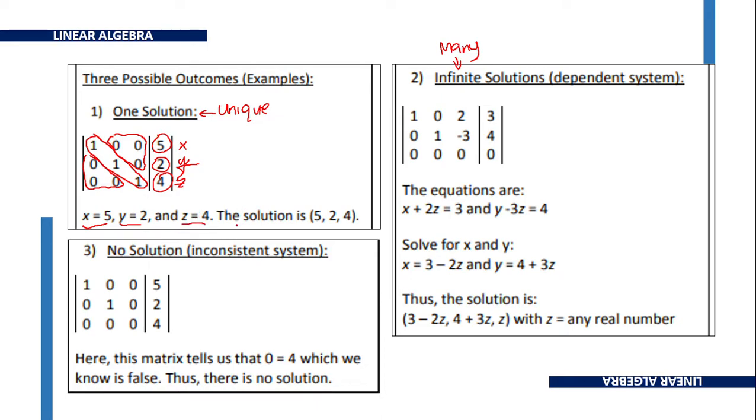Then, the solution for the given system of linear equations is 5, 2, and 4. So, yun yung one solution. Meaning, meron tayong tigigisang value ng mga variables na present sa ating mga equations. Pangalawa, we have the infinite solutions.